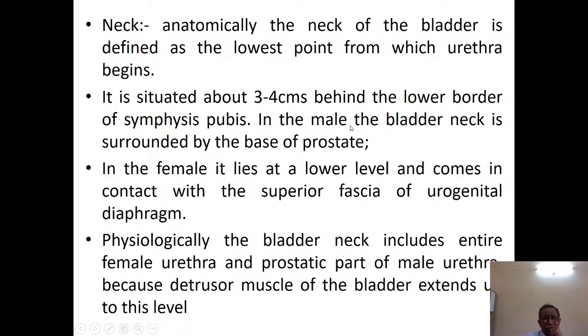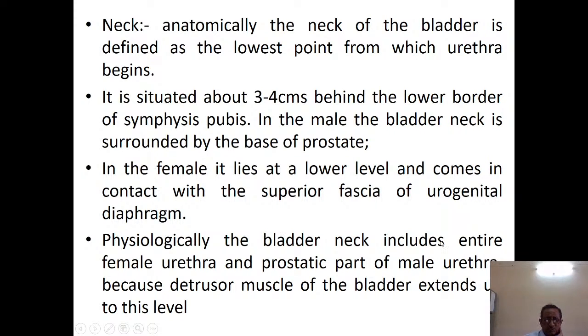Neck. Anatomically, the neck of the bladder is defined as the lowest point from which the urethra begins. I have shown you there. It is situated about 3 to 4 centimeters behind the lower border of symphysis pubis. In the male, the bladder neck is surrounded by the base of the prostate. In the female, it lies at a lower level and comes in contact with the superior fascia of the urogenital diaphragm.